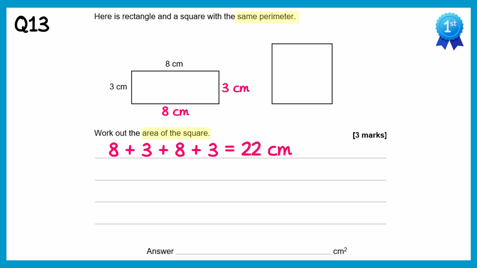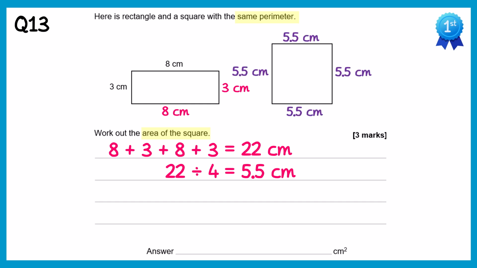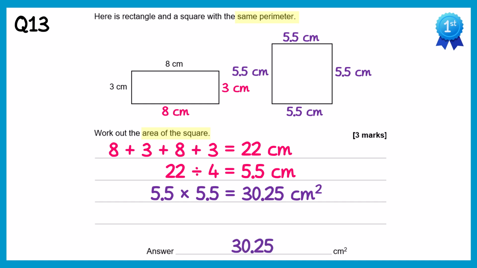But remember, this is also the perimeter of the square because they have the same perimeter. But a square is special because all of the sides are the same length. So we can divide 22 by 4, which gives you 5.5. So all of the sides of the square must be 5.5. Now to find the area of the square, you just multiply its base by its height. So 5.5 times 5.5, which is 30.25, and that's the answer to the question.